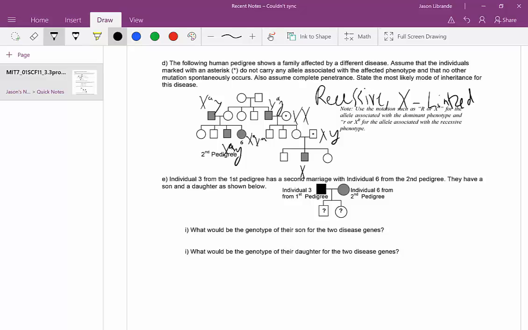Okay, we got another affected male there. So for this female here, we can then figure that out. We know that she has at least one uppercase A allele since she is not affected. But she does have an affected male, so that means she must have one recessive allele as well. So she is heterozygous.